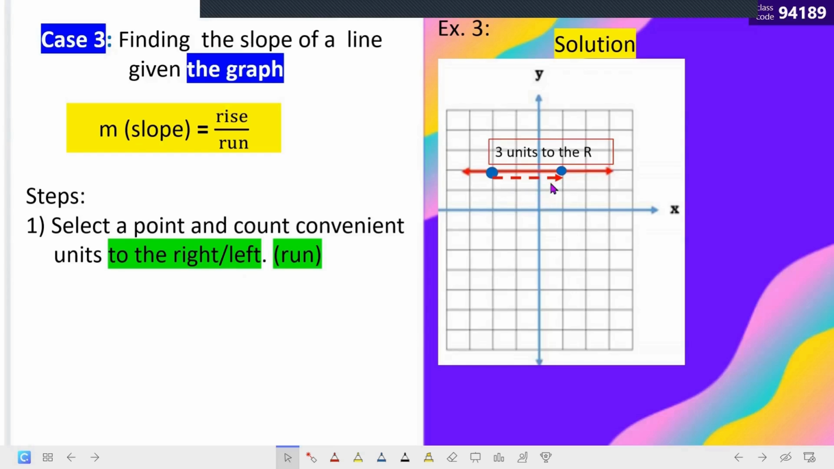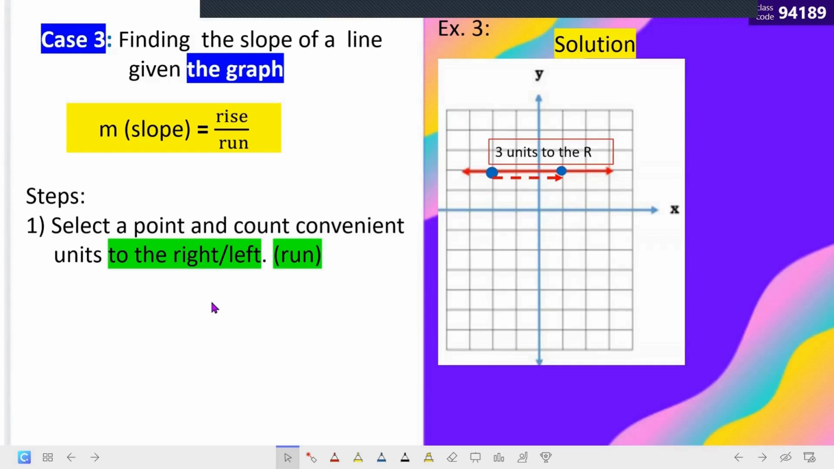Pwede rin ba, ma'am? Right to left? Pwede rin. Okay? It's okay. Doesn't matter. You may start from the point here, going to the right, or right to the left. Your answer will still be the same.